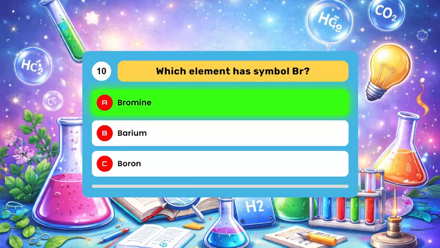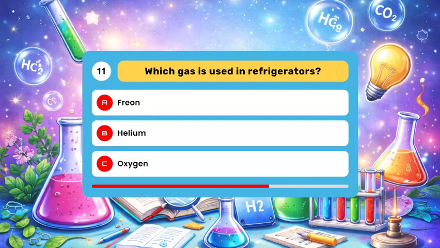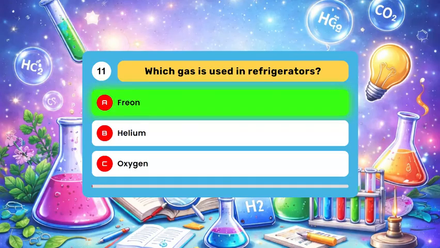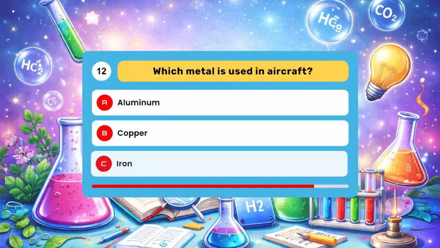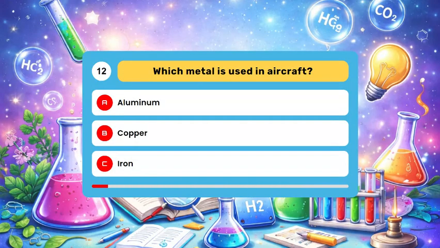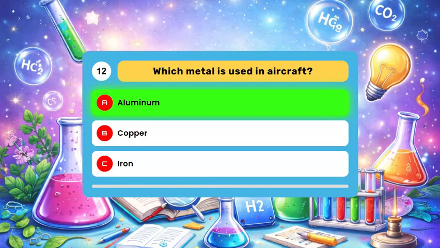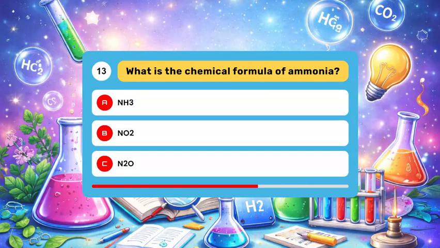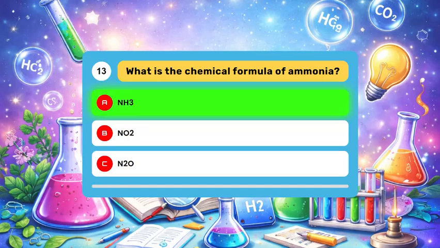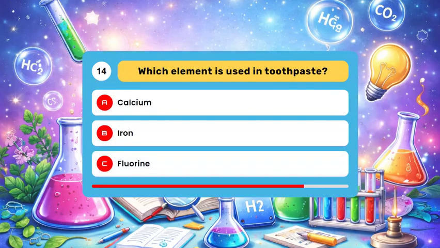Bromine. Which gas is used in refrigerators? Freon. Which metal is used in aircraft? Aluminum. What is the chemical formula of ammonia? NH3. Which element is used in toothpaste?